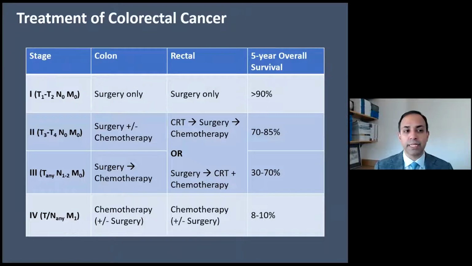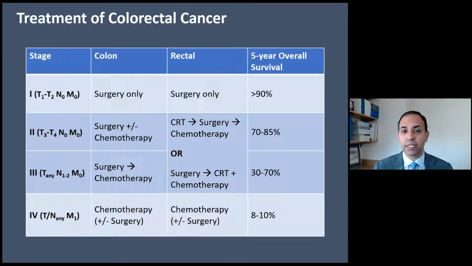When we look at these T, N, and M stages, stage 1 disease involves patients whose tumor has somewhat more shallow invasion, T1 or T2 tumors with no nodal or metastatic involvement. Stage 2 tumors are those with somewhat deeper invasion, T3 or T4, again, no lymph node involvement. Stage 3 disease is any lymph node involvement, regardless of T stage, no metastatic disease. And patients with stage 4 disease are those patients who have any distant metastases found.